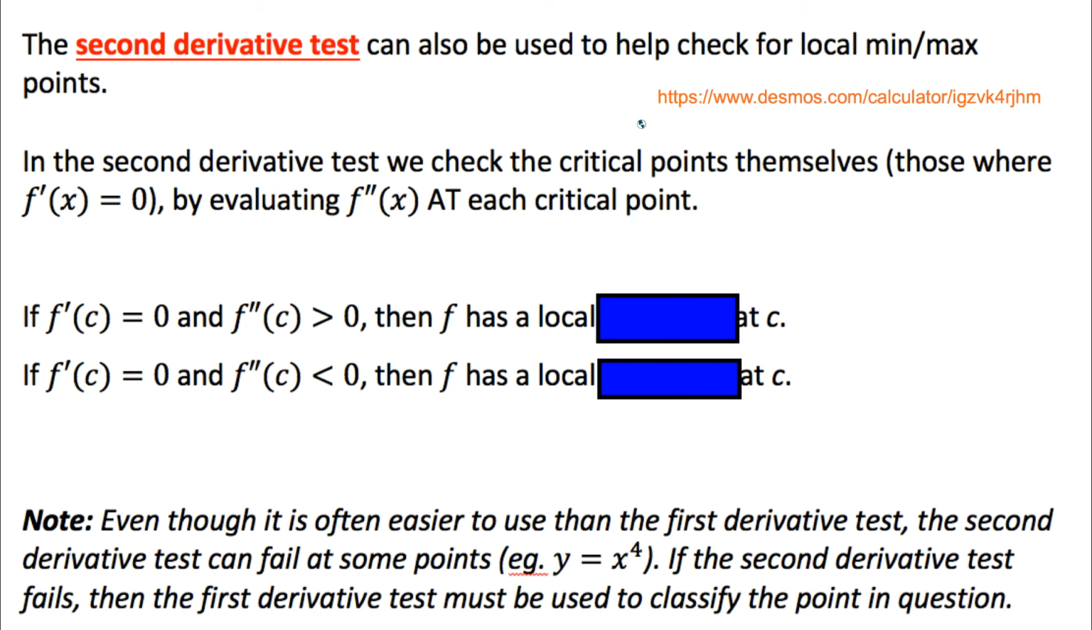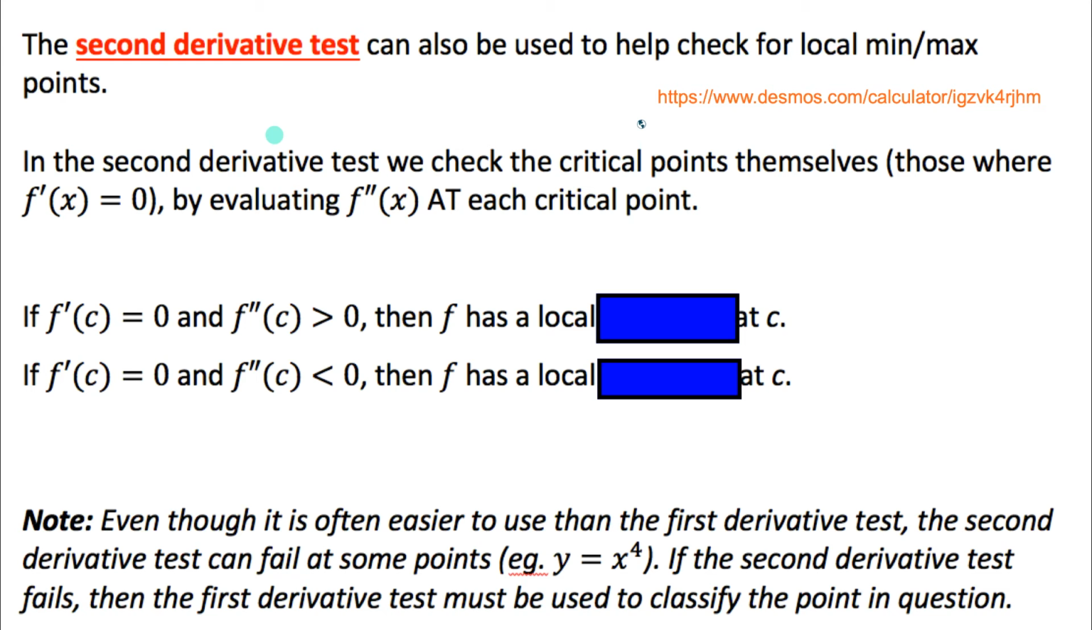Okay, the next thing I want to talk to you about is the second derivative test, which can be used to help check for local max and min points. Now, I know we said the second derivative is all about concavity of a function, but actually that's really useful in being able to classify a critical point as a max or a min.